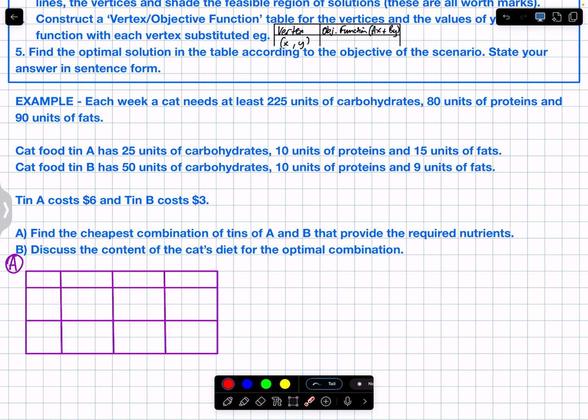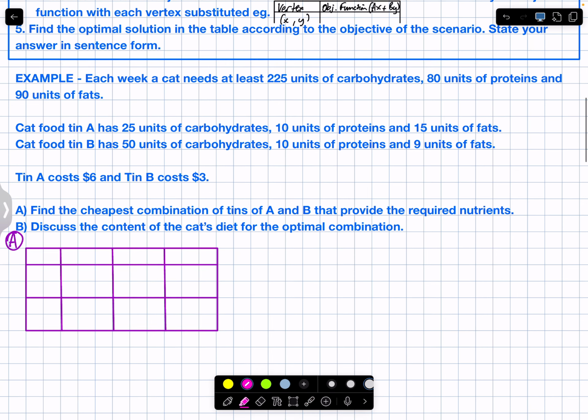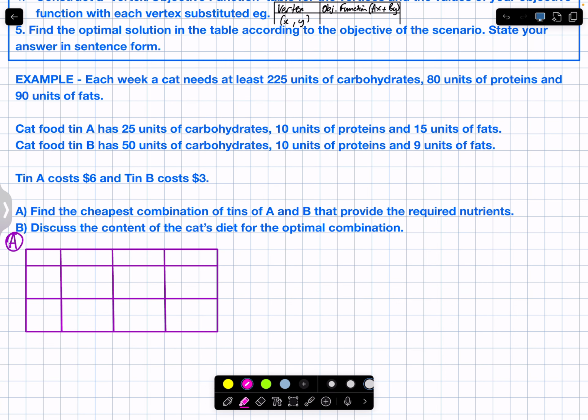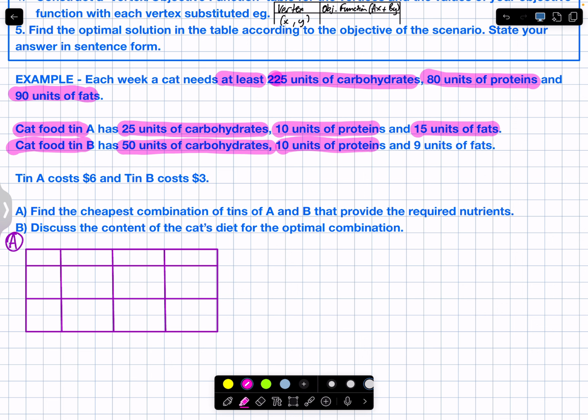Each week, a cat needs at least, and in our maths right now, at least is an important set of words, that means greater than or equal to 225 units of carbs, 80 units of proteins, 90 units of fats. So we want the cat to have at least all 3 of those. We have 2 types of cat food tin. Cat food tin A: 25 units of carbs, 10 units protein, 15 fats. Cat food tin B: 50 units carbs, 10 units proteins, 9 units of fats. And we're told that tin A costs 6, tin B costs 3.